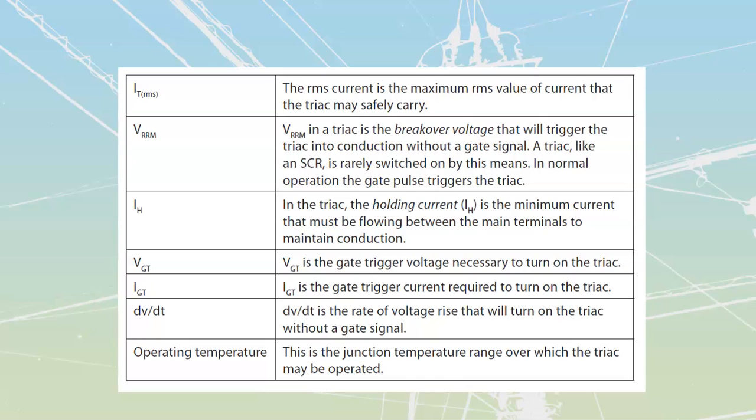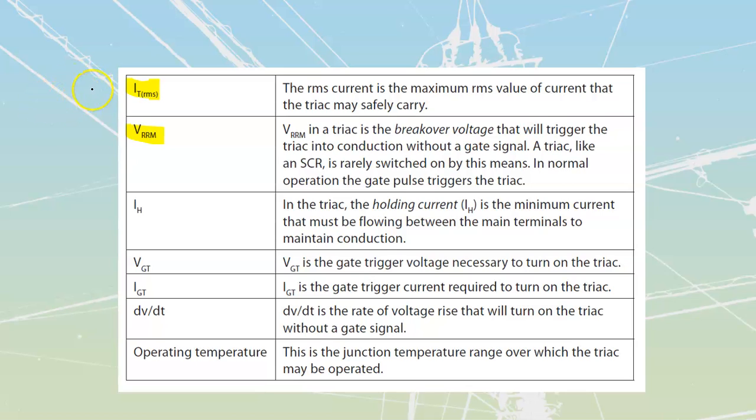Other ratings that we're going to take a look at over here: the total maximum current, we're going to have to stay within the maximum current. And then we have to keep it underneath the VRRM. VRRM is just the breakover voltage that is going to turn it on without the gate signal. We don't want that to happen. We want to control it. Otherwise, there's no point in having these things if we're just allowing it to go into conduction. So we're going to keep it well below the VRRM and above the IT.